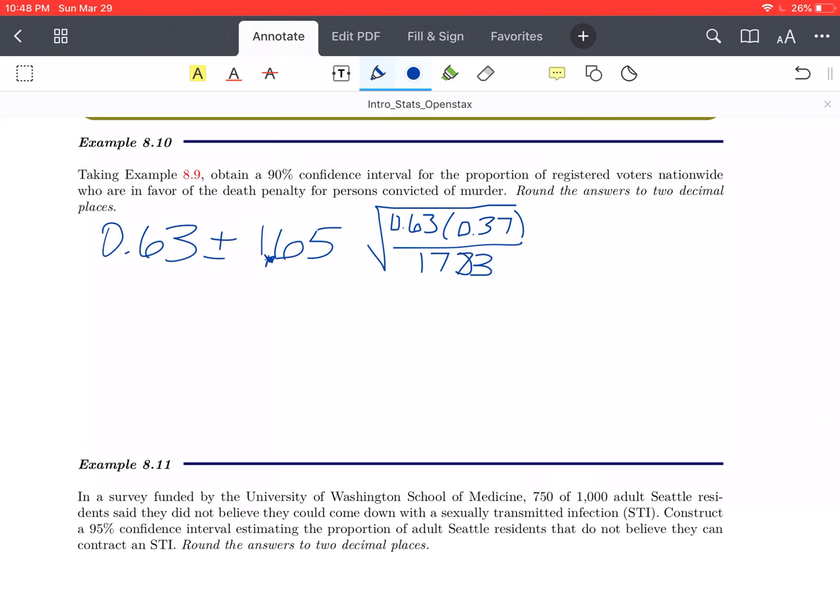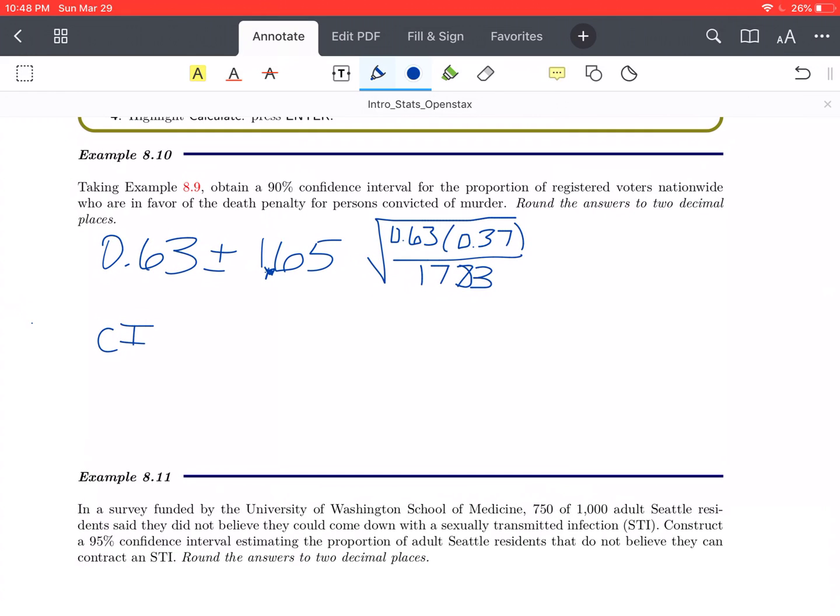And then that gives us our confidence interval. So 90% confidence interval from 0.611 to 0.649.